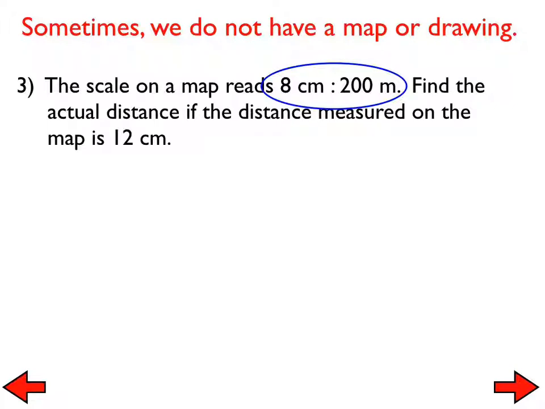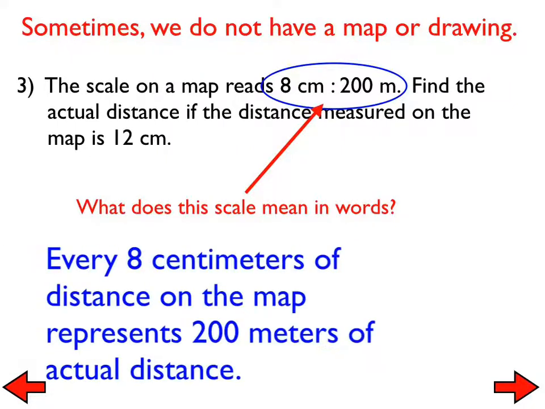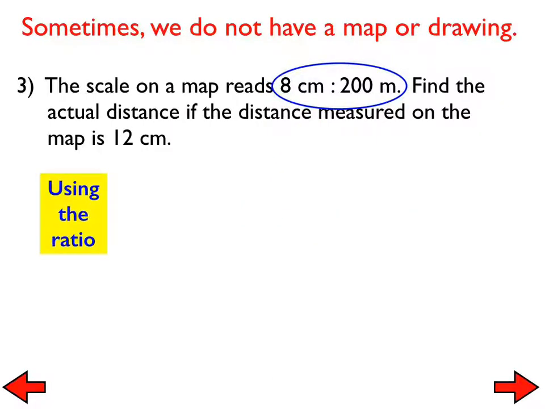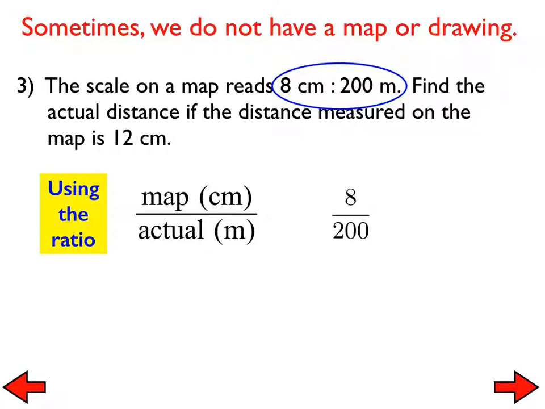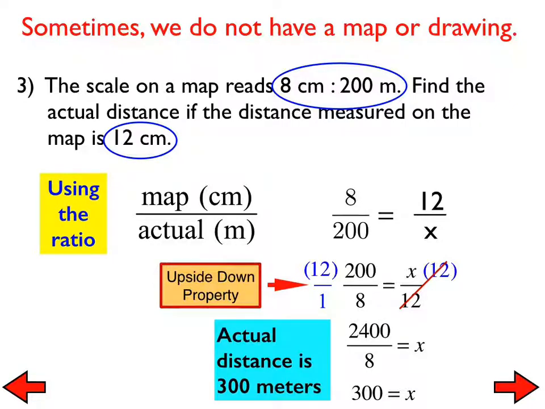So you have to locate the scale first. The scale gives you your first ratio or your first fraction. So that scale means 8 centimeters of distance on the map represents 200 meters of actual distance. So we take the scale. That's our first ratio. Notice that we have map distance in centimeters on top, and actual distance, which is in meters, is located on the bottom. And that tells us that that 12 centimeters, which is map distance, has to go on top of our next ratio, and then we just solve the proportion. We'll have to use the upside down property and do all these things we've talked about many, many times, and we get x equals 300, and that represents 300 meters.